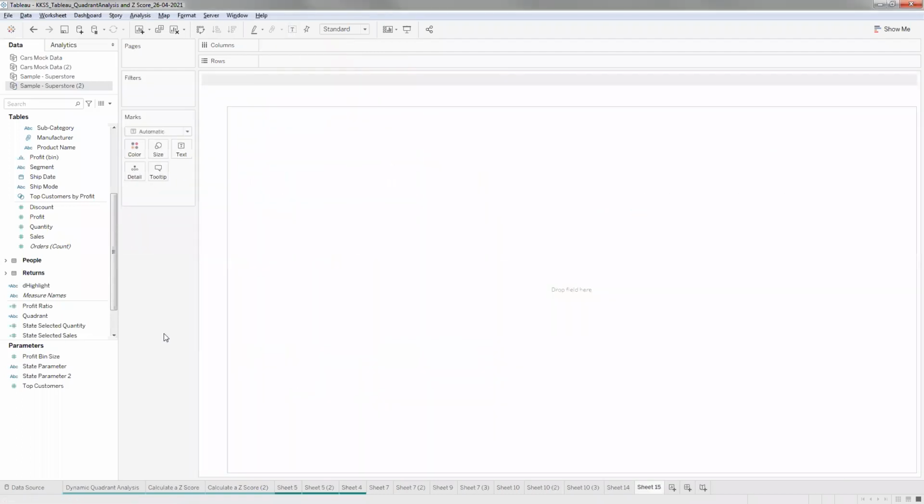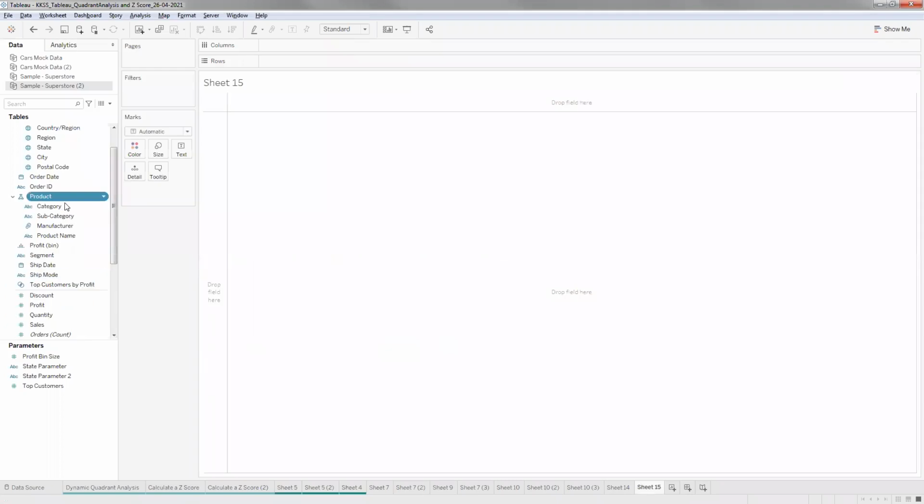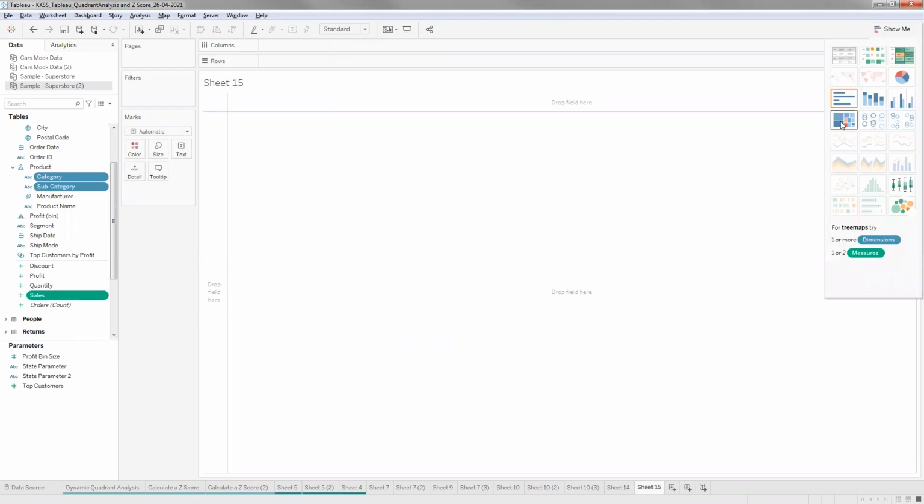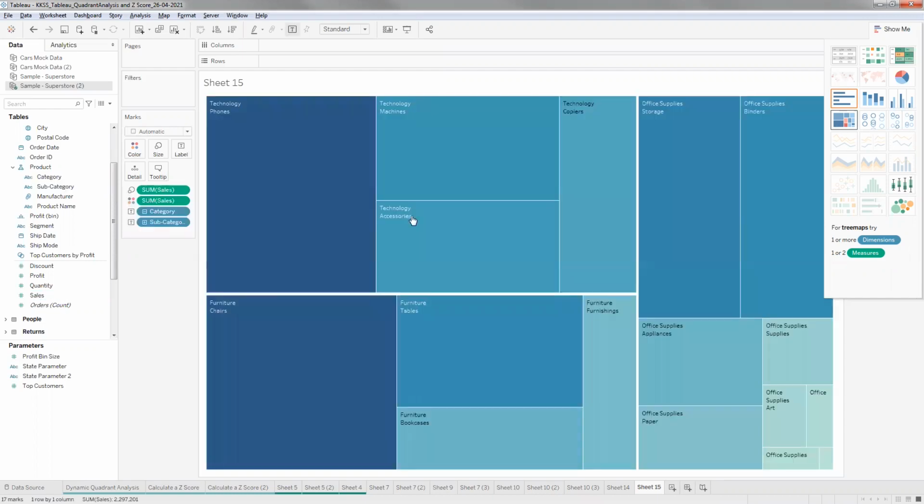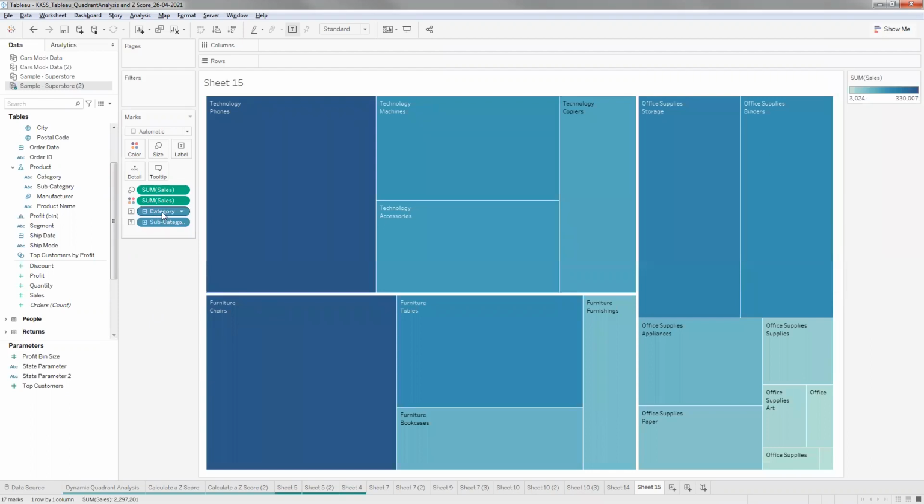Let's select a few fields: category, subcategory, and I want our sales. Let me quickly go to Show Me and create a tree map. If you can see here, when I hover on a tree map, it shows one or more dimensions and one or more measures. I have selected 2 dimensions and 1 measure, so it's allowing me to create this chart. Let me color it accordingly.